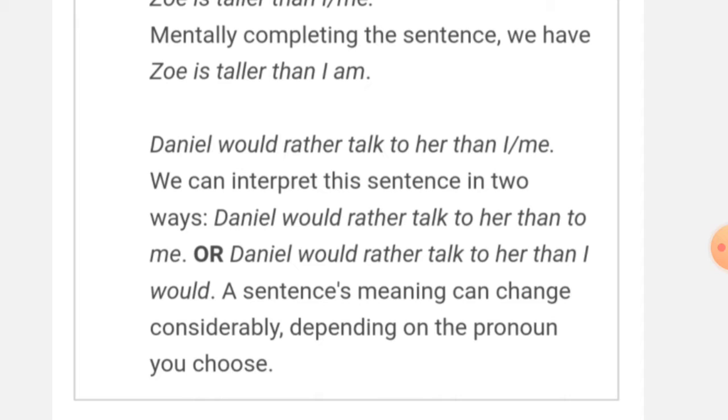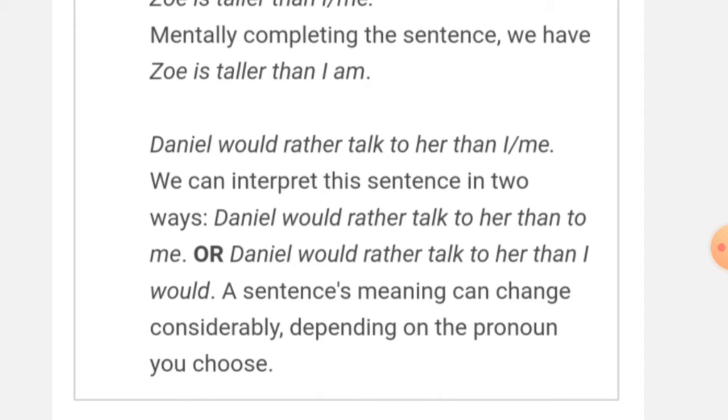Daniel would rather talk to her than me. Here we have one subject and two objects. And Daniel prefers to talk to her instead of talking to me.